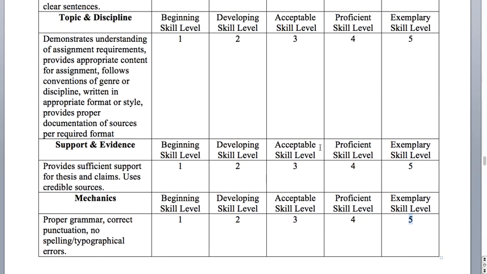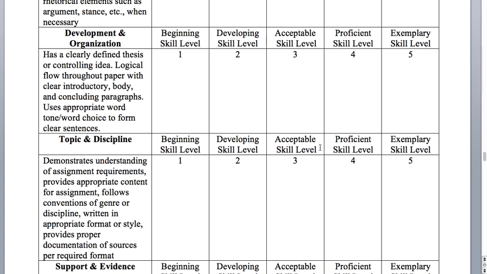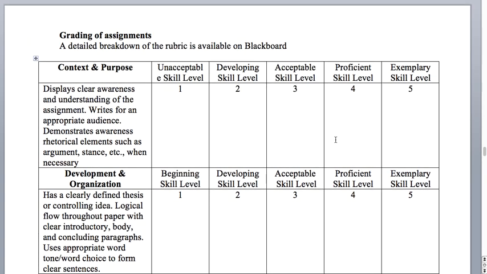So you can refer to this rubric throughout the semester. Turnitin rubrics will be posted, and you'll be able to read that when we have papers graded. So that is basically an explanation of the grading for this course.